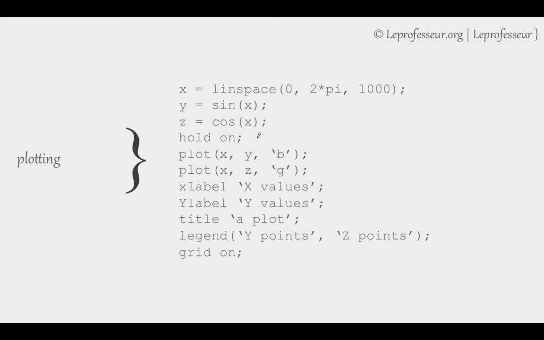Every time you execute the plot command, it will replace the existing graph. To not replace the existing graph, we are using hold on. And then you are plotting, the first time, the y values, and with the second plot command you are plotting the z values. And then finally you are putting some labels: xlabel, ylabel, title, legend, and if you do grid on, it will turn the grid on.